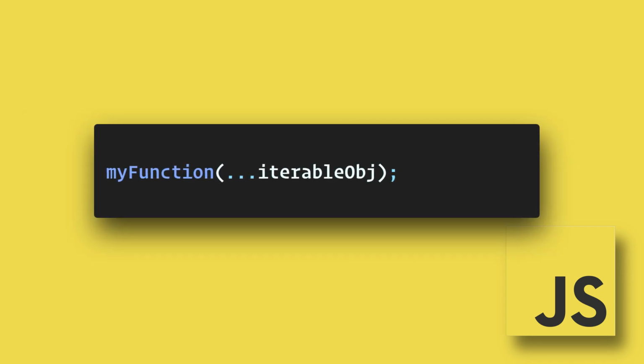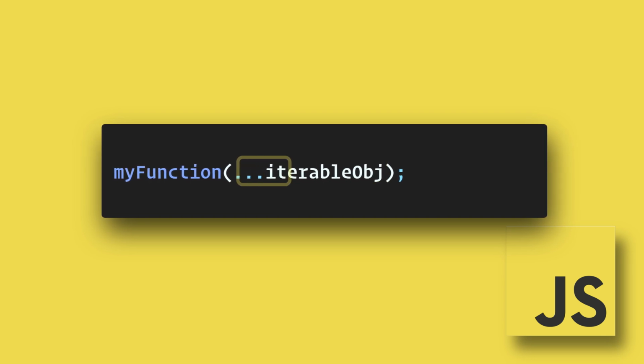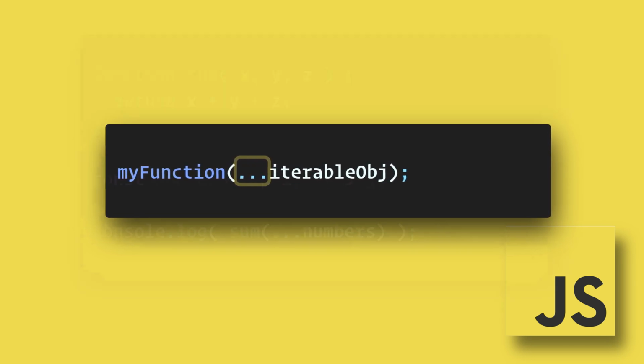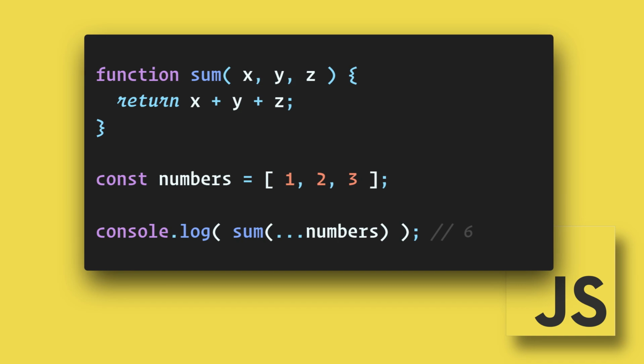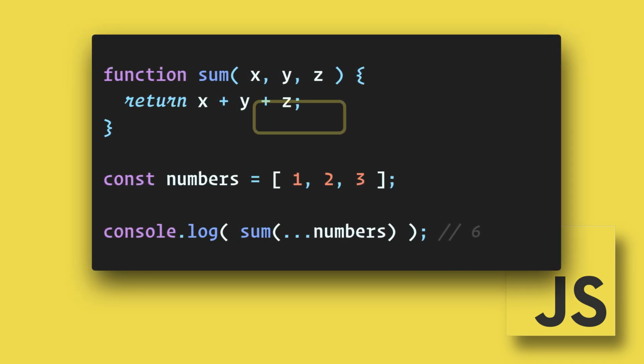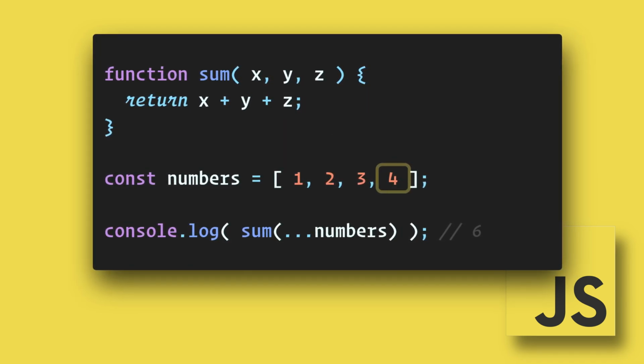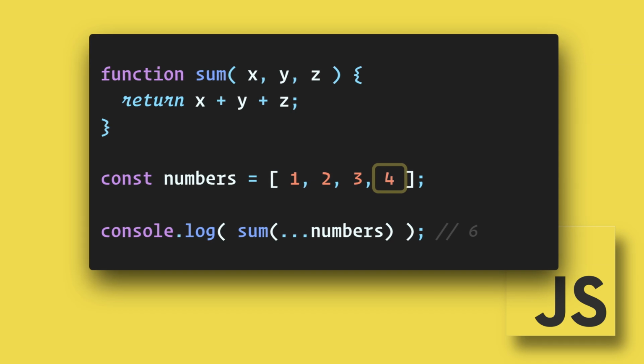Here's the basic syntax for using it in a function call. We have our iterable object, and we just add the dot dot dot at the beginning. In this example, we're adding up some numbers. To pass our numbers to the function, we use the spread operator. The function only accepts the first three elements, so if our array were to have more than three, the function would ignore everything after the third.